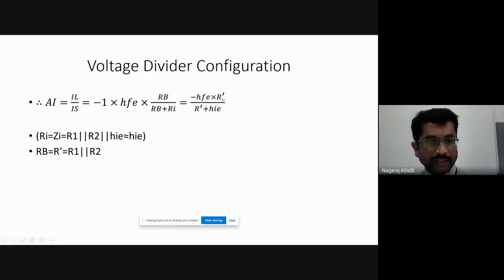How are you getting this R dash here? So R dash is nothing but RB, it is R1 parallel R2. So instead of RB, I am taking it as R dash. You can write it as simply RB, or you can write it as R dash. Both are one and the same. R1 parallel R2 it is.